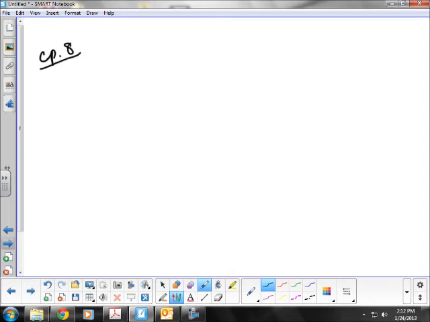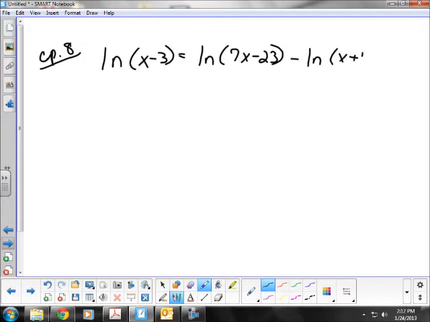Checkpoint 8 is ln of x minus 3 is equal to the ln of 7x minus 23 minus the ln of x plus 1. So now I've got 3 ln's. And I've got ln's on both sides of the equation. That's actually kind of a good thing.